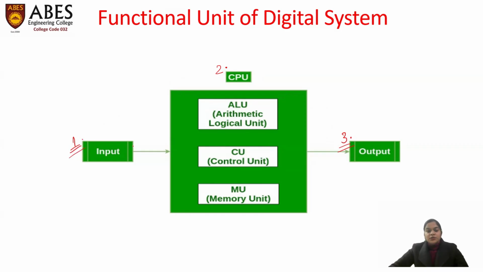So the input unit converts the input data into binary language. Then the CPU takes that data, processes it, and transfers the calculated output data towards the output unit, where the output unit converts the binary data into human readable form. Inside the CPU, the instruction is processed into sub-units like the ALU, control unit, and memory unit.